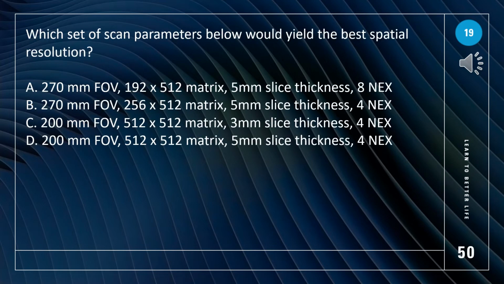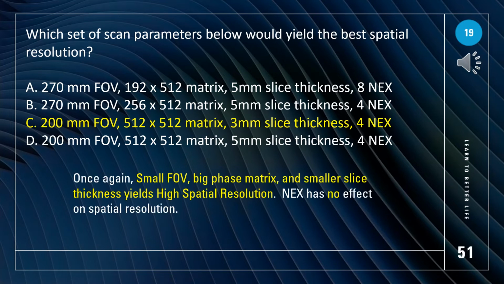Which set of scan parameters below would yield the best spatial resolution? Please pause the video and think. The answer is C. A small field of view, big phase matrix, and smaller slice thickness yield high spatial resolution. NEX has no effect on spatial resolution. Choice C meets these criteria.